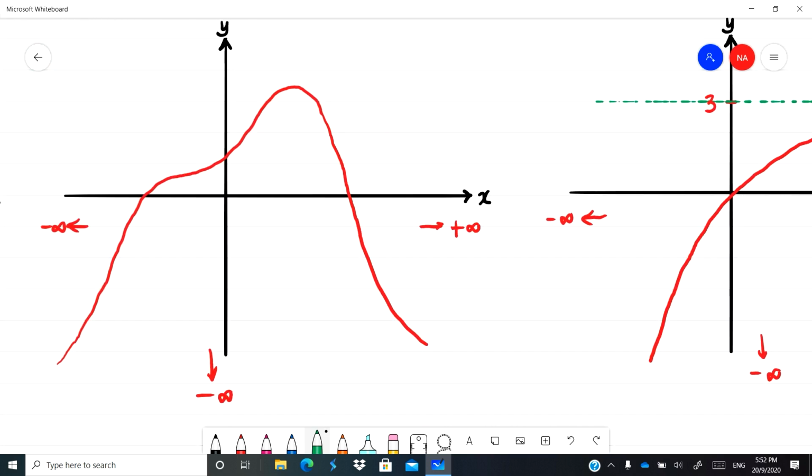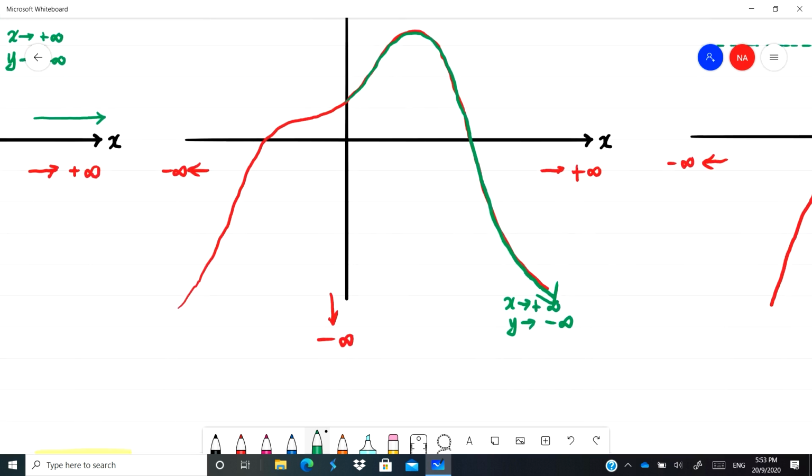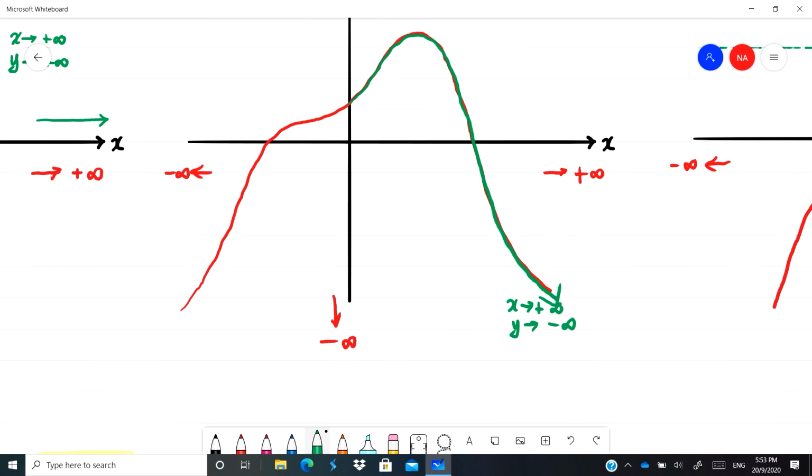Let's see this one. As x approaches positive infinity, meaning we go to the rightmost of the graph, the graph goes downwards, approaching negative infinity. So y will approach negative infinity. But what about as x approaches negative infinity? If you go to the leftmost of the graph, it also goes downwards to negative infinity. So as x approaches negative infinity, y approaches negative infinity also.